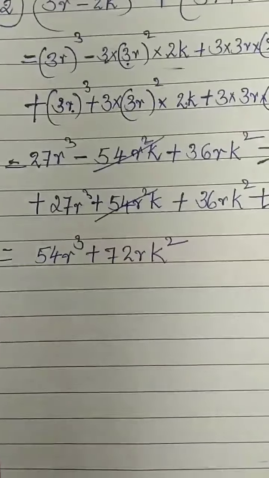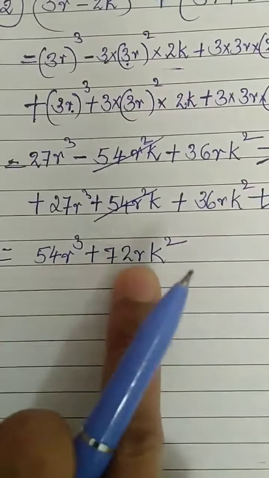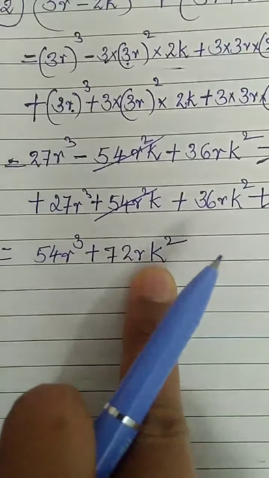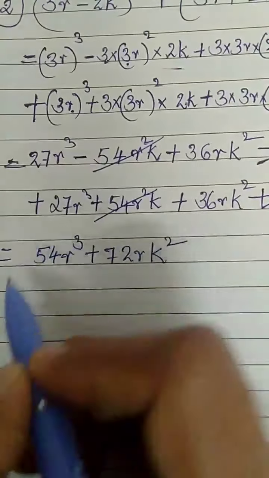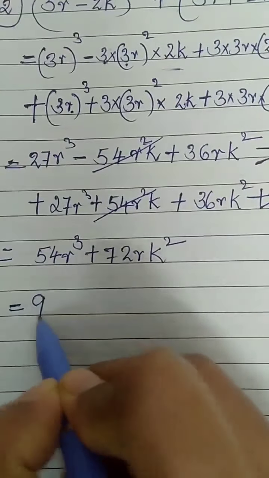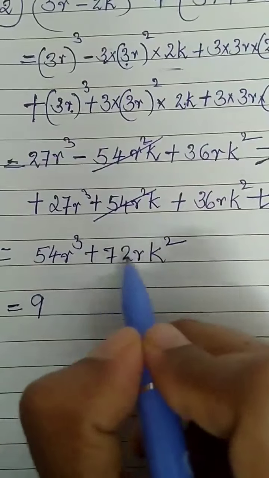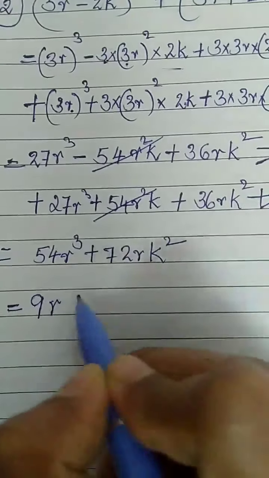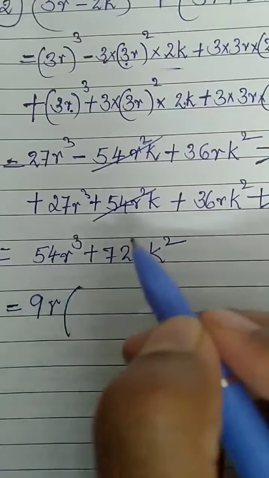Okay. Now same way as we did before, 54 and 72 both are going in which table? 9's table, you know, no? Both are going in 9. So you should be good with tables. So we can take 9 common. Then how many r? 1 r you can take common. So what is remaining? 9 how much?